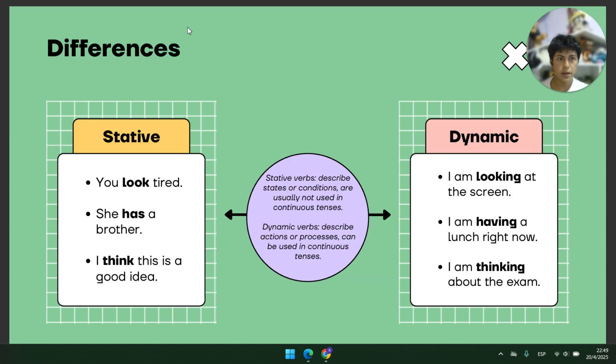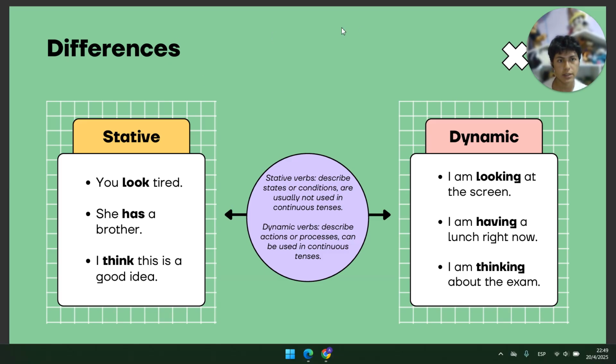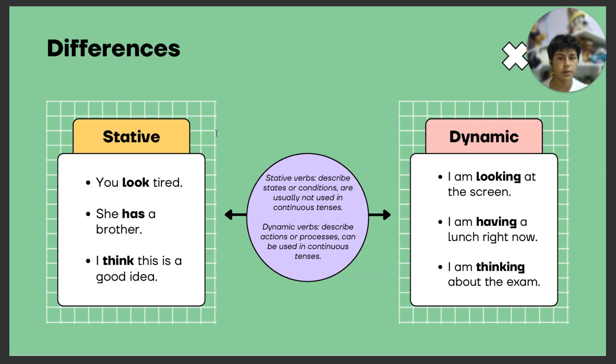Differences between stative and dynamic verbs. Stative verbs describe states or conditions, and are usually not used in continuous tenses. On the other hand, dynamic verbs describe actions or processes, and can be used in continuous tenses. In the sentence you look tired, look is a stative verb because it describes a state of appearance, not an action in progress. It's a condition that doesn't change in the moment.